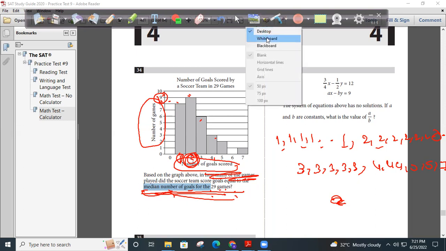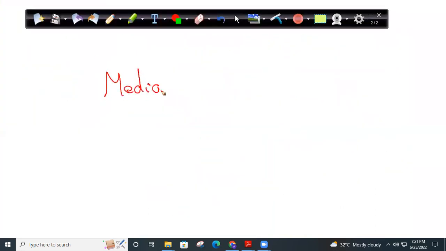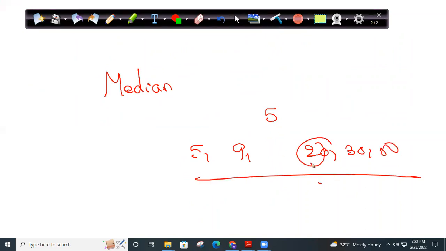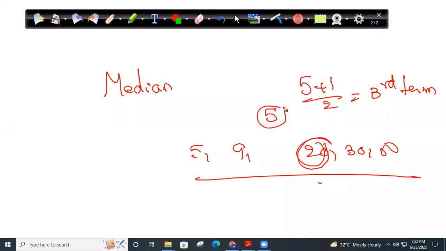So how do I find median? Listen to me carefully. Suppose there are 5 terms: 5, 9, 20, 30, 50. I know 20 is my middle term because they're arranged in order. Why 20? (5 plus 1) by 2, which is 3. The third term is my median term. So if there are an odd number of terms, the (n plus 1) by 2th term will be your median.